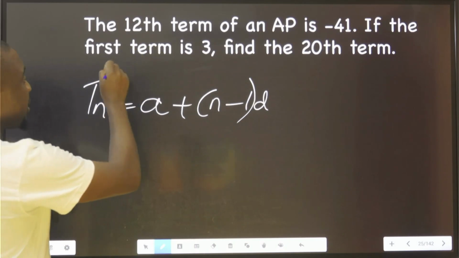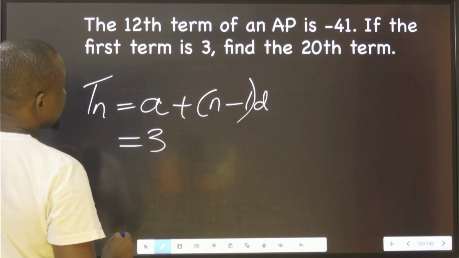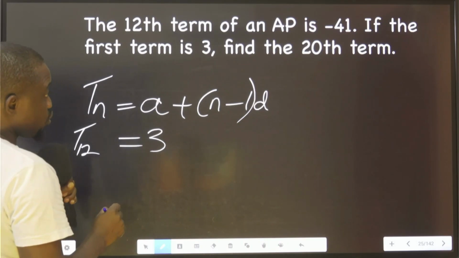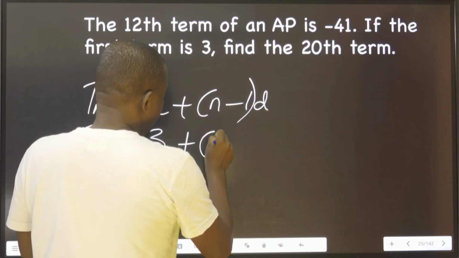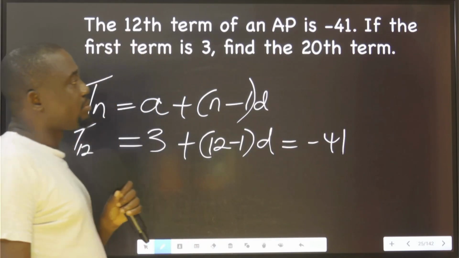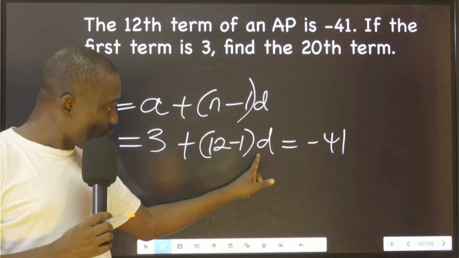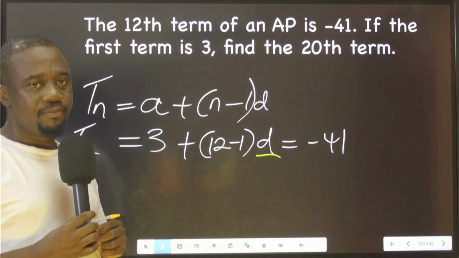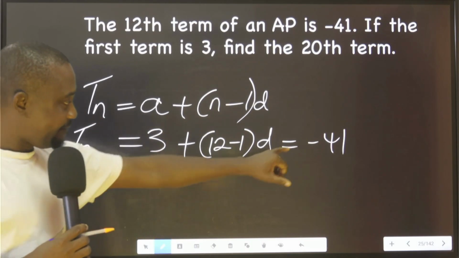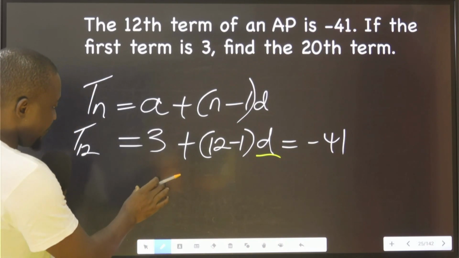Now we know the first term to be 3. We are told that the 12th term is equal to minus 41. So what we are going to do with this one now is to use it to find the common difference. We have the information of the 12th term, and the value is minus 41. With this, we can get D. So let's solve for D.